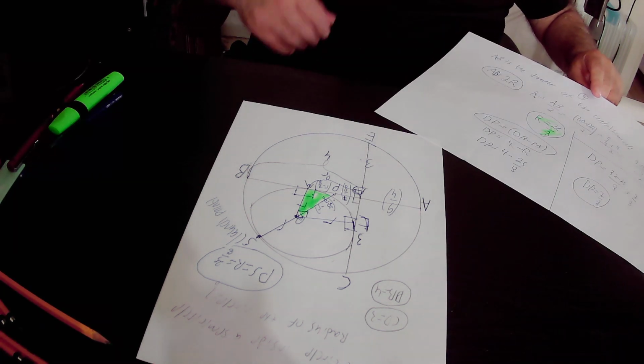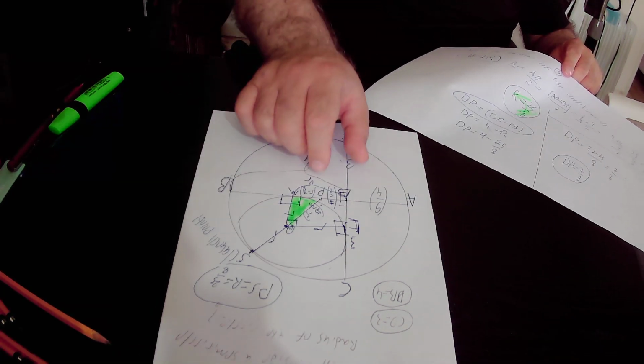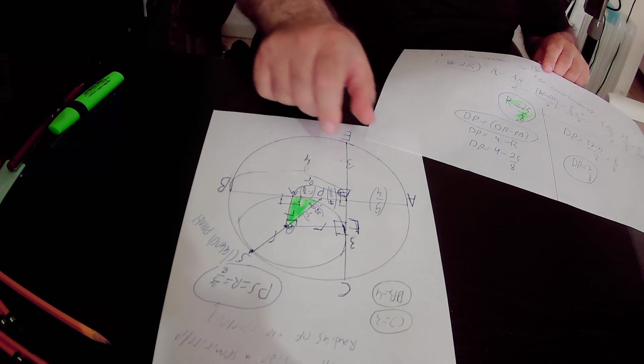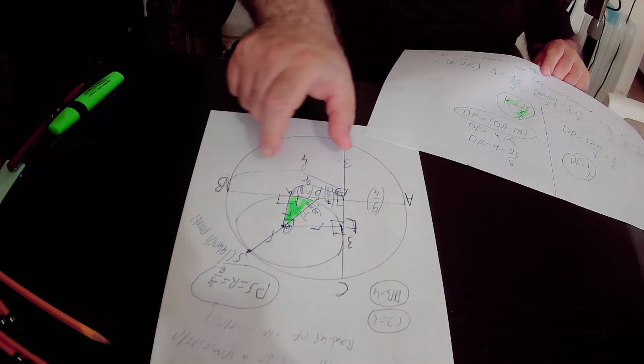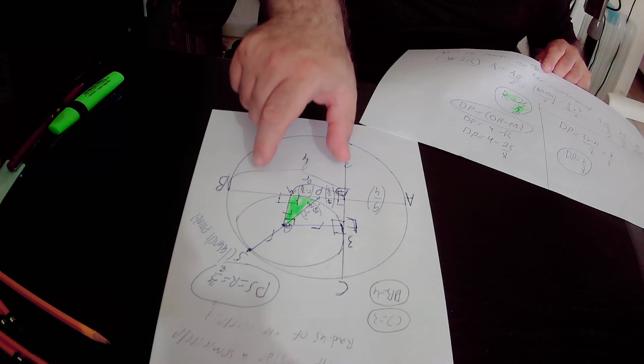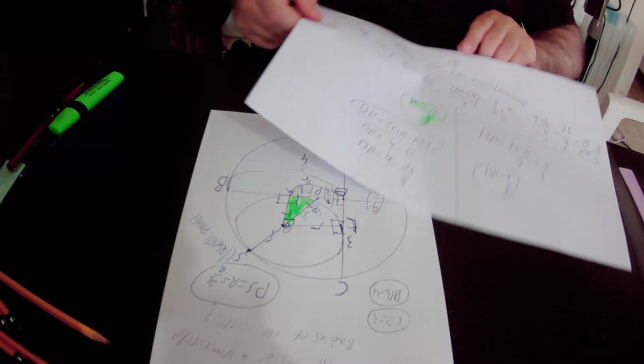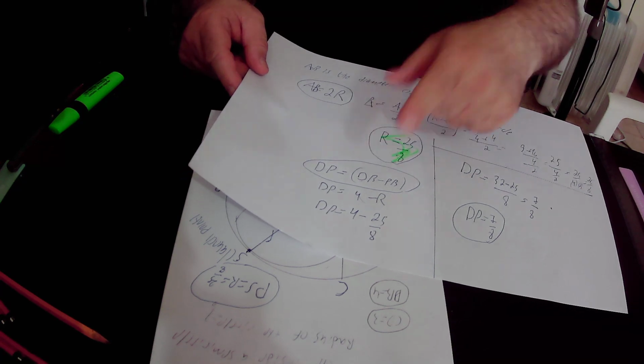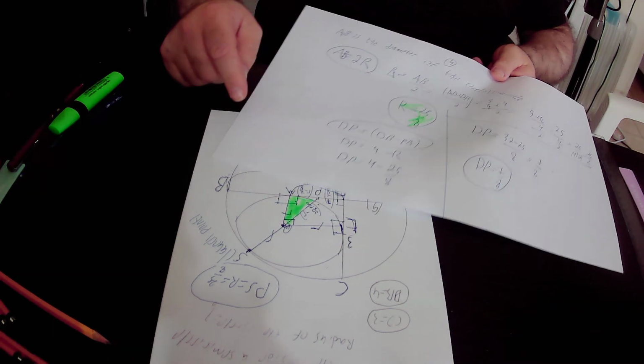Okay, then we find the length of the short line segment DP. From the drawing, we can see that DP equals DB minus PB. Again, DP equals DB minus PB. DB equals 4 units according to what is given in the question.